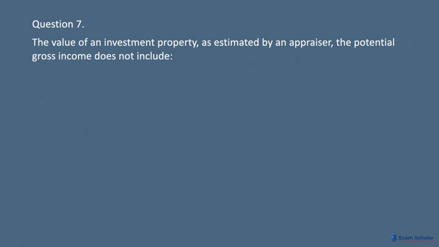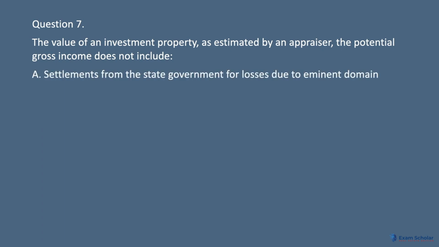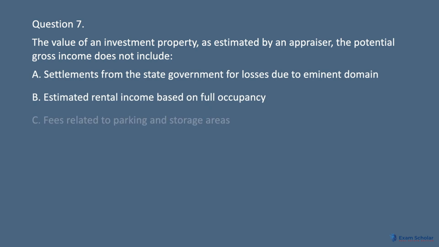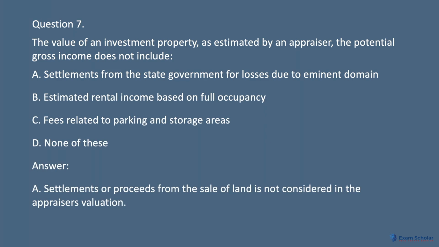Question 7. In the value of an investment property, as estimated by an appraiser, the potential gross income does not include: A. Settlements from the state government for losses due to eminent domain. B. Estimated rental income based on full occupancy. C. Fees related to parking and storage areas. D. None of these. Answer: A. Settlements or proceeds from the sale of land are not considered in the appraiser's valuation.